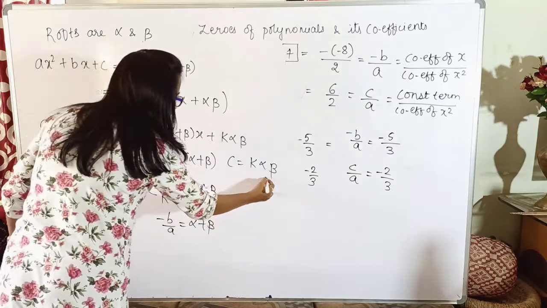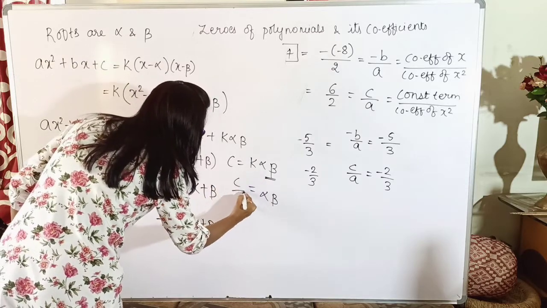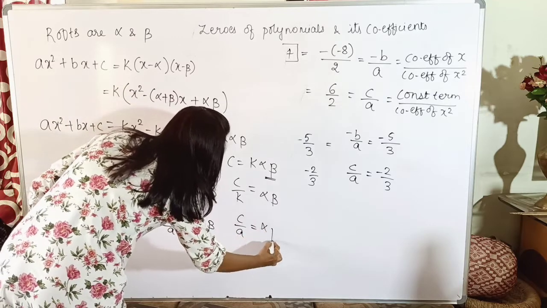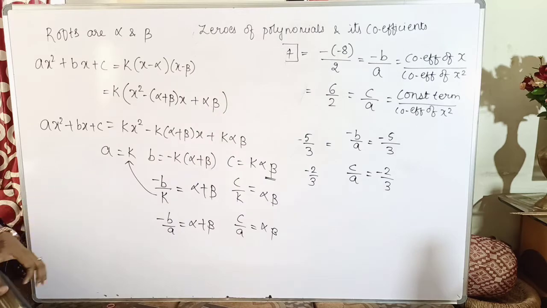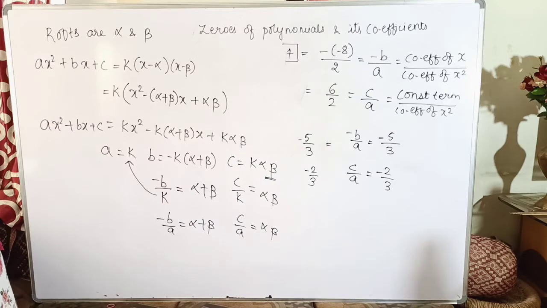Similarly here, I want the value of alpha beta. Shift this k to this side, so it will be c by k. Again, the value of k is a, so c by a equal to alpha into beta. So this is what we have got, the relation between the roots of the quadratic polynomial and its coefficients.